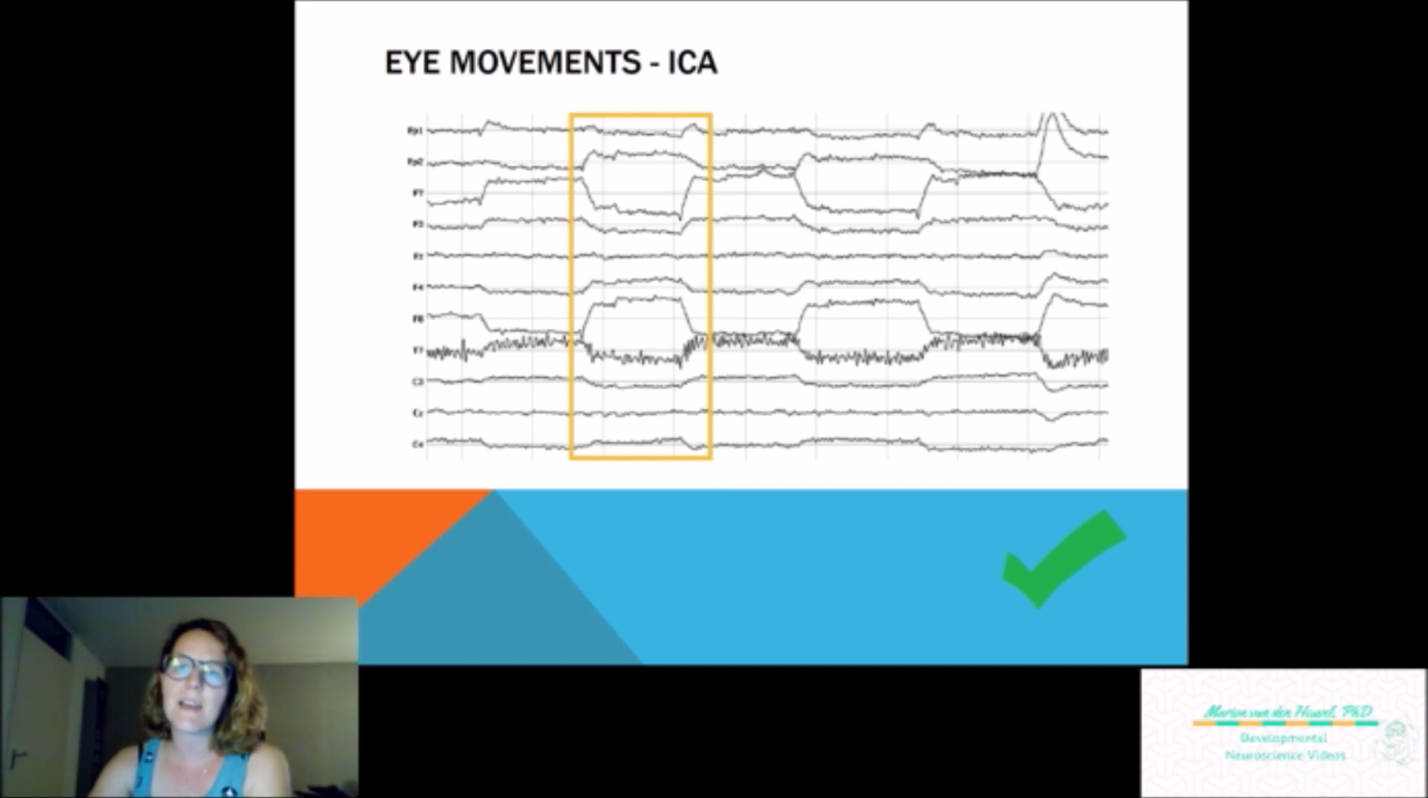A good thing is that babies don't make a lot of eye blinks and eye movements. If you have encountered babies, they stare a lot. So not a lot of eye movements here, which is pretty helpful for the EEG.